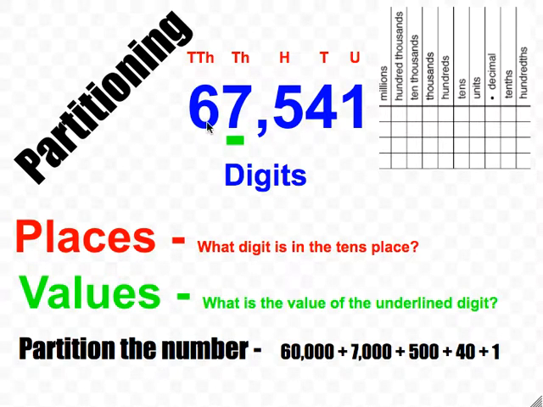67,541. If we partition this number, we end up with 60,000, which is the value of this digit here, plus 7,000, which is the value of this digit here, plus 500, which is the value of this digit here, plus 40, which is the value of this digit here, and plus 1, which is our final digit, which appears in the units place.